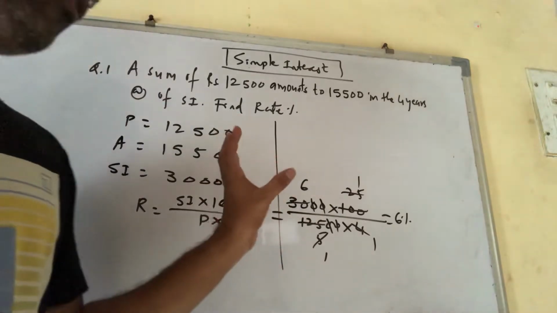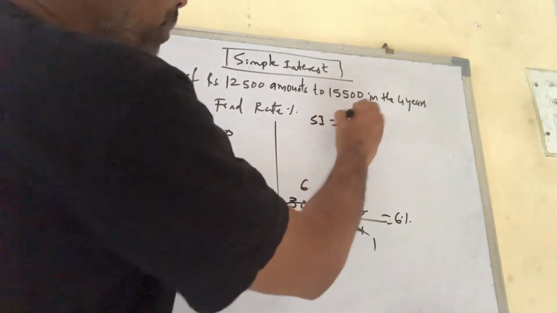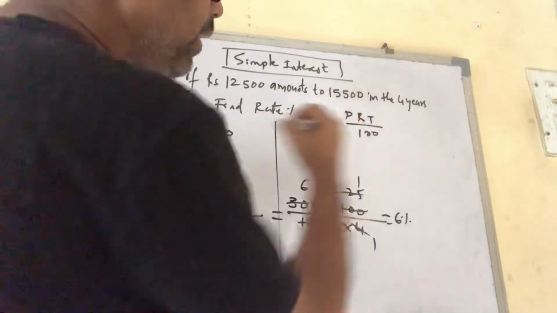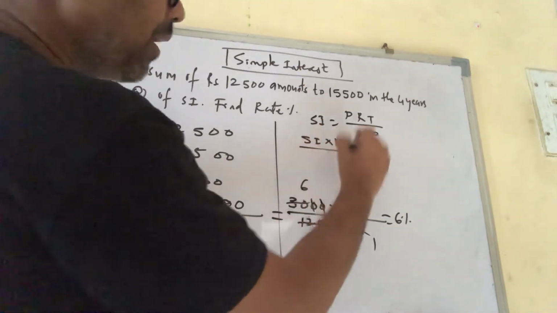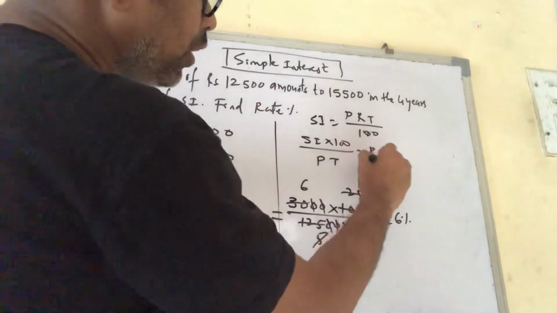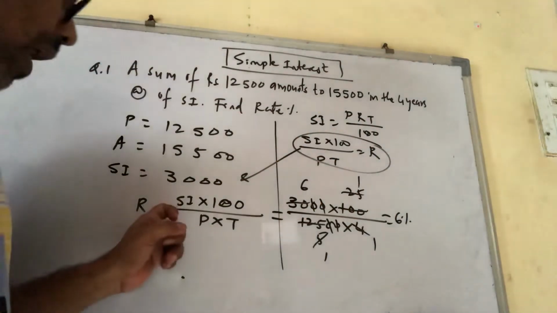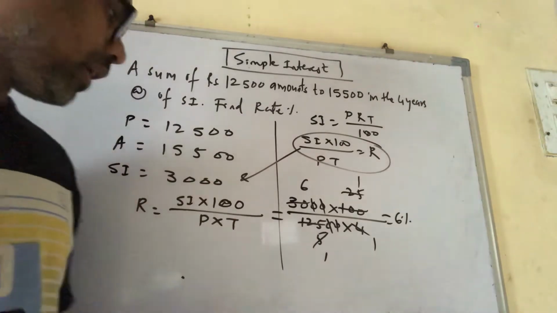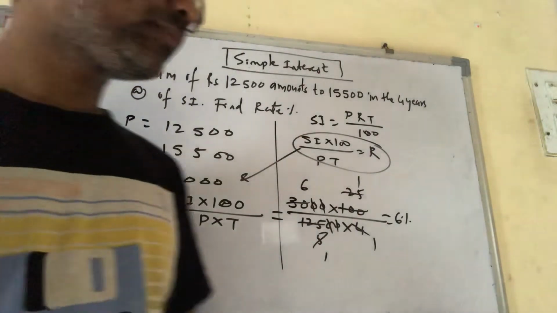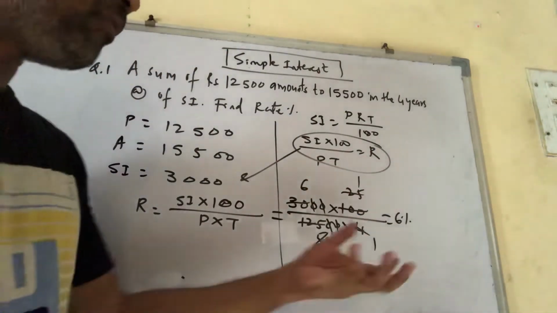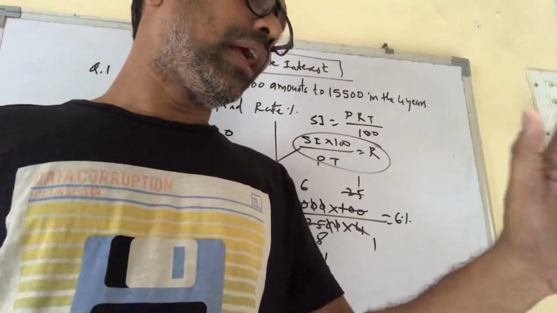This is with the help of what? Yesterday's formula. That formula is what? Simple interest is equal to PRT upon 100. So here, simple interest into 100 divide P into T, which is equal to R. So I have applied this formula here. So R is equal to simple interest into 100 upon P into T. Hope everyone has understood this. Even the same problem can be solved with the help of another method. Please write down this, then I will show you another method. Clear everyone?